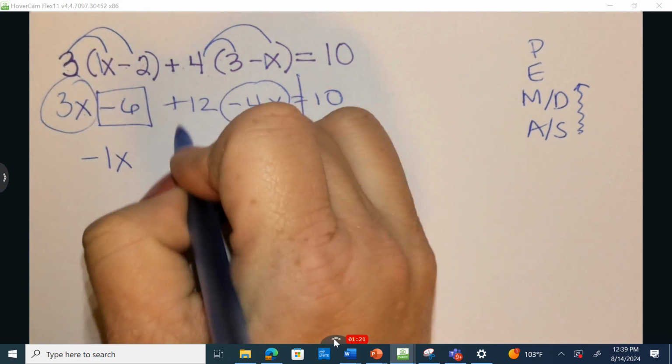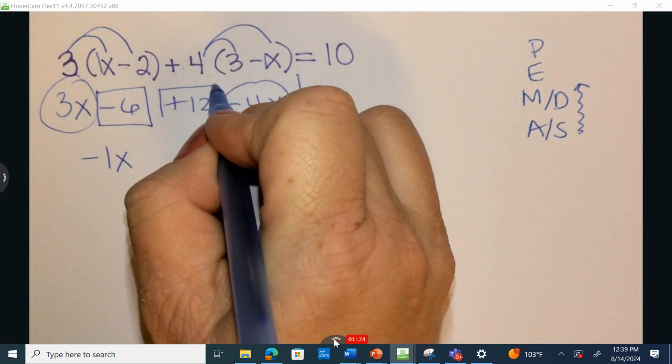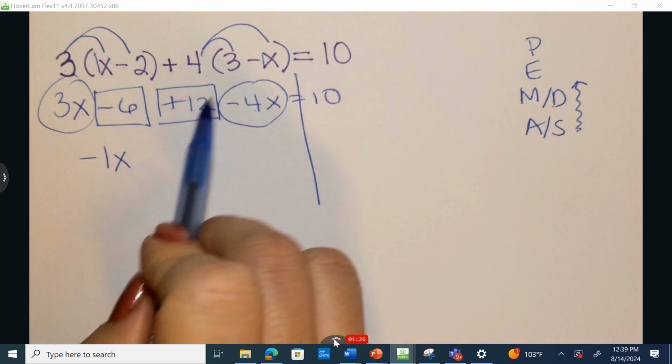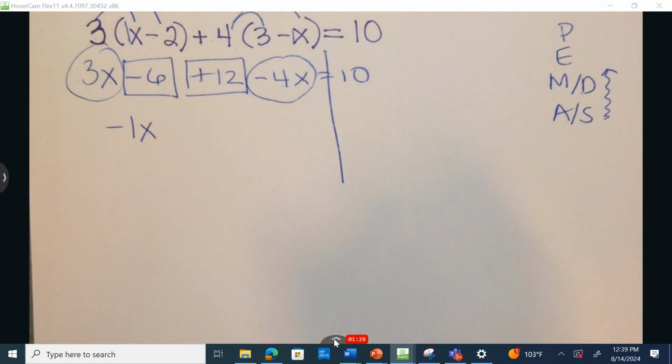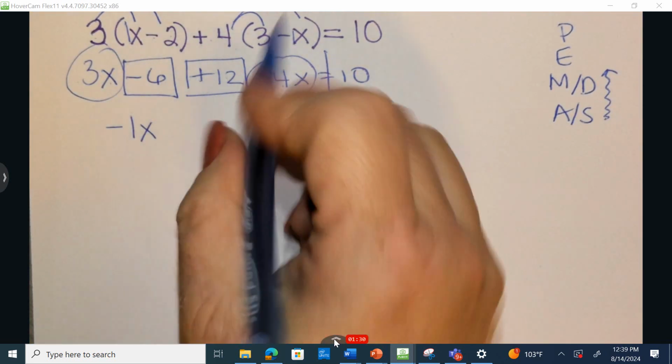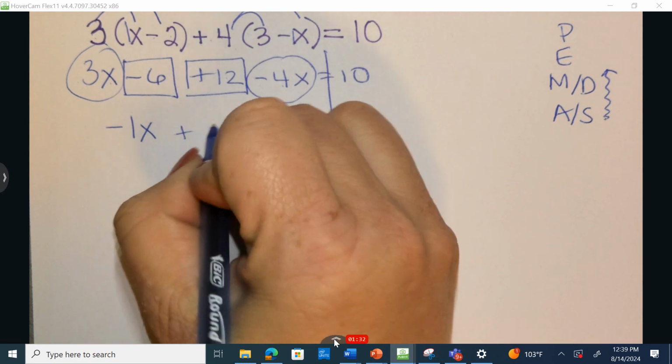The negative 6, which does not have an x, and the positive 12, which does not have an x, can be combined. Negative 6 and positive 12 combine to give you a positive 6.